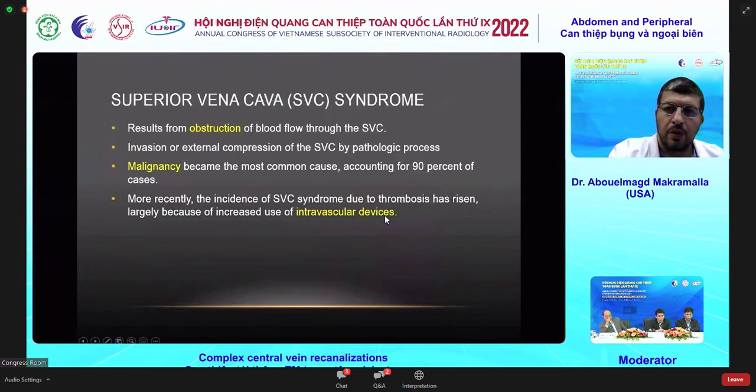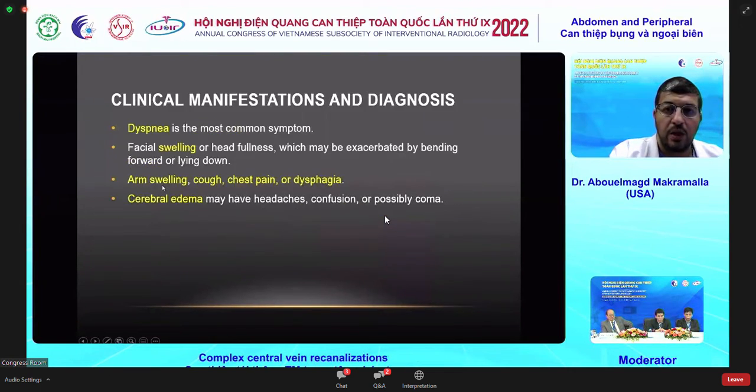SVC syndrome can result from obstruction of blood flow through the SVC. Malignancy contributes about 90% of those cases, although intravascular devices do have a role in that. We find SVC syndrome patients due to malignancy easier to recanalize because it's an extrinsic compression or infiltration. These patients usually present with dyspnea, facial swelling, arm swelling, cough, chest pain, and dysphagia.